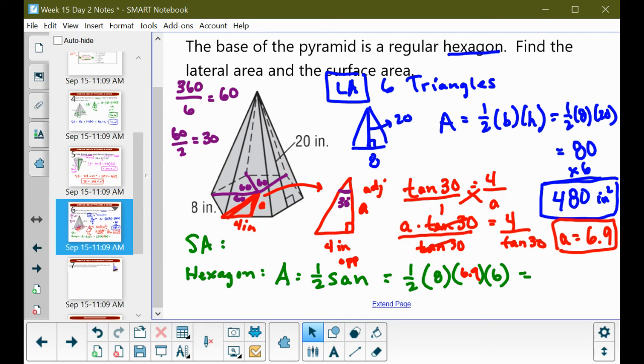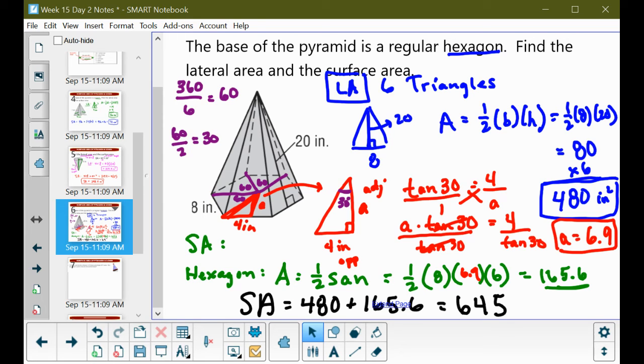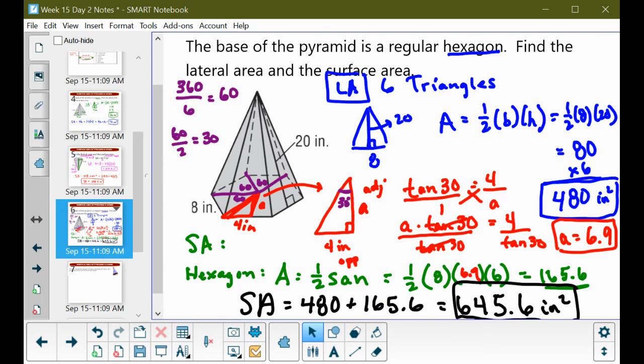And now I want to multiply all of these together. So 1/2 times 8 times 6.9 times 6 gives me 165.6. And that is my area of the base. So the entire surface area here is 480, the lateral area, plus 165.6. And when we add those two together, we get 645.6. And our units are inches squared. And there's our final answer.